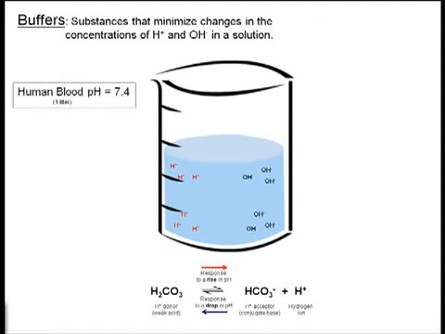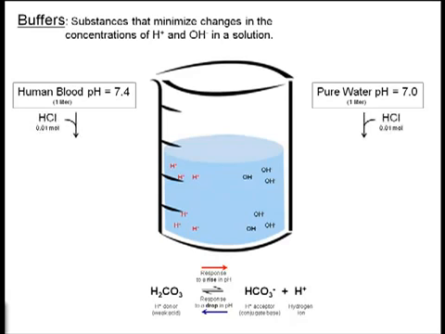As an example of what a buffer does, we can use human blood, which has a buffer, and pure water that doesn't have a buffer. We'll take 1 liter of each of these substances and add 0.01 moles of hydrochloric acid. The addition of the hydrochloric acid to 1 liter of human blood will cause a change in pH from 7.4 to 7.3. The addition of hydrochloric acid to pure water will cause a change in pH from 7 down to 2. The reason that human blood prevents such a dramatic change in pH is because it contains a buffer.